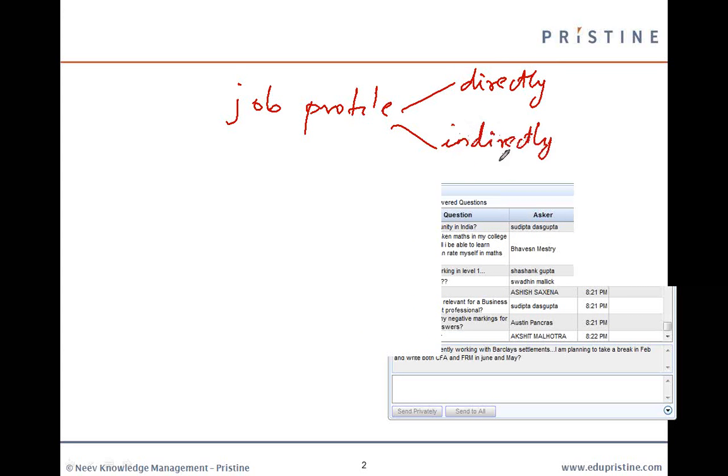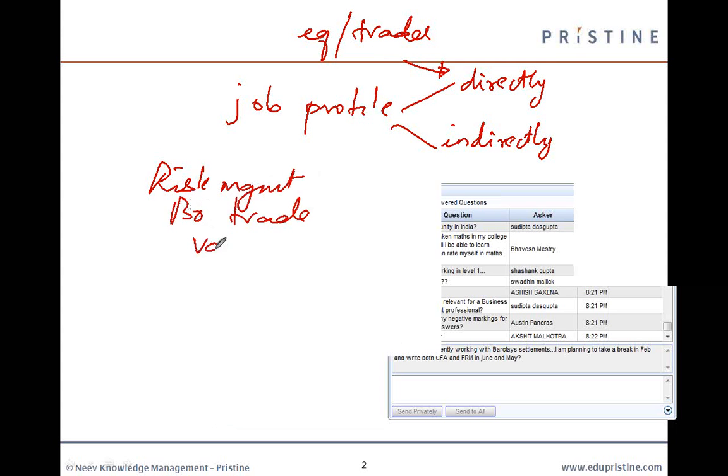Investment decision making means you take decisions regarding investments, okay? So things like equity research, or if you're a trader by yourself, are straightforward because they are directly involved in investment decision making. Whereas functions such as risk management, back office trade accounting, and valuation are important functions which indirectly help you in investment decision making. Every organization needs to have good risk management. Every organization needs to have good valuation support. And they help you in indirectly taking good investment decisions.